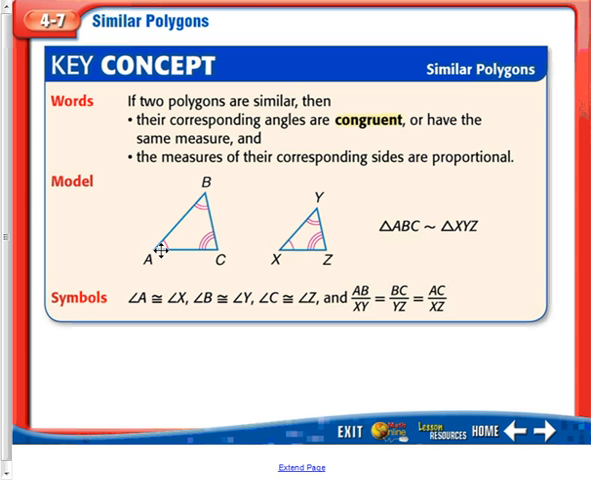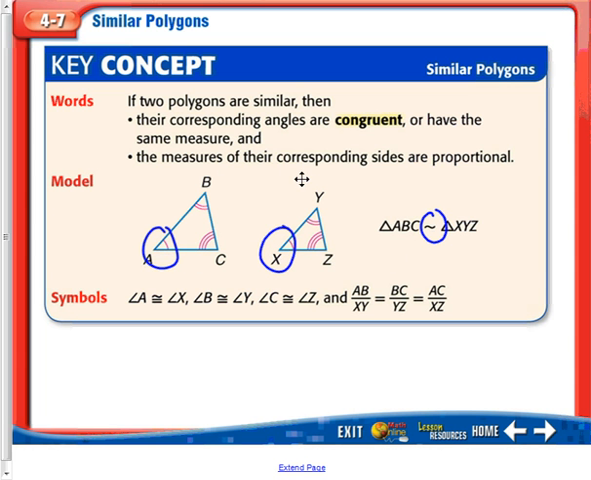So for here, angle A is corresponding to angle X, and you can see that because it only has one line in the corner. Those lines represent that those two angles are congruent. And this symbol right here means similar. Actually, angle A is congruent to angle X.